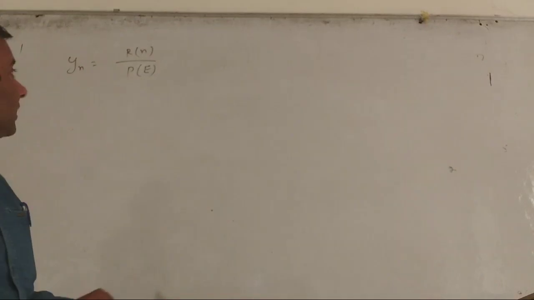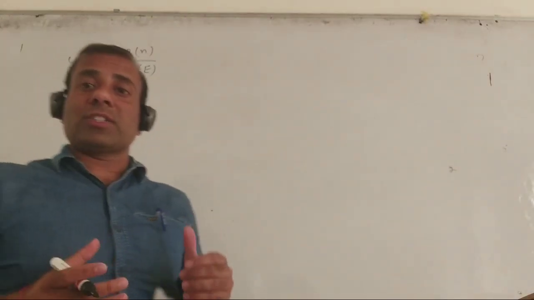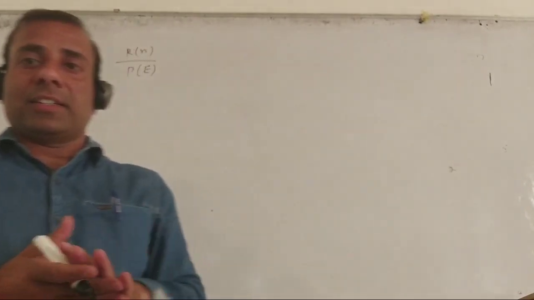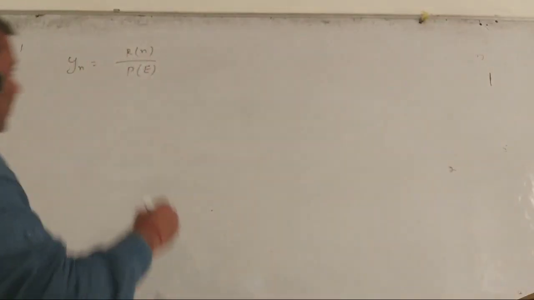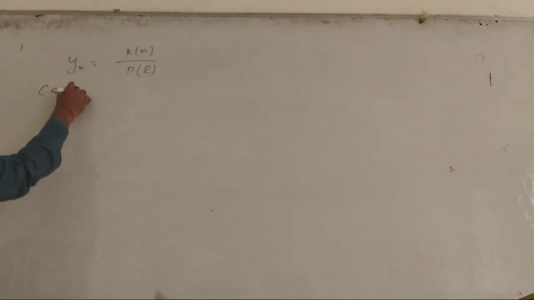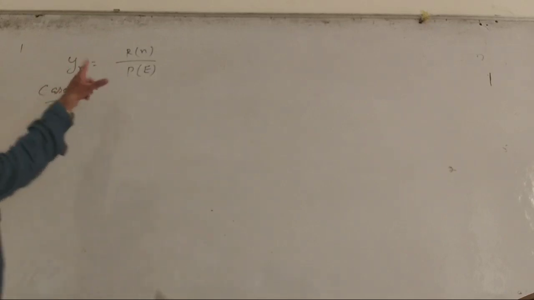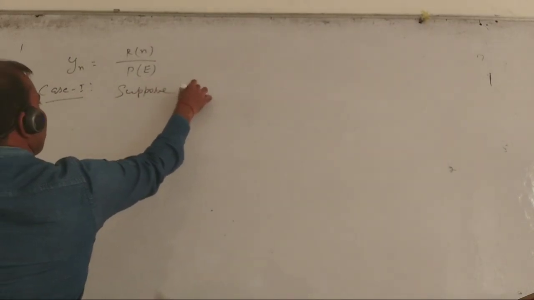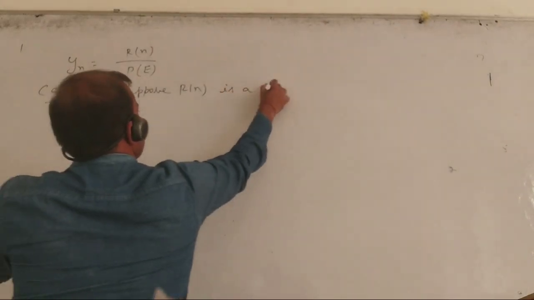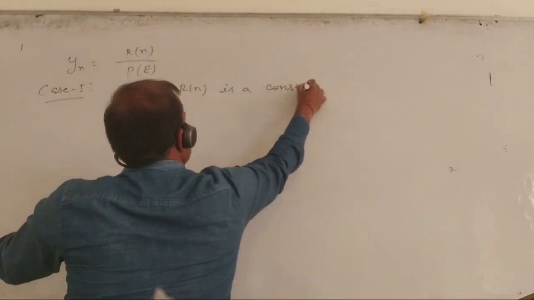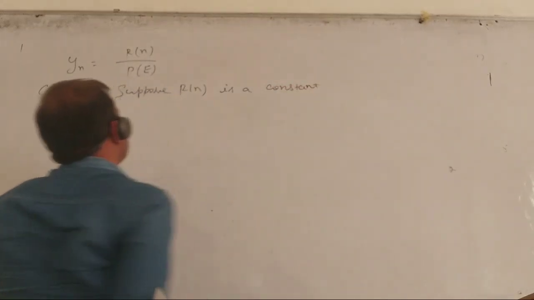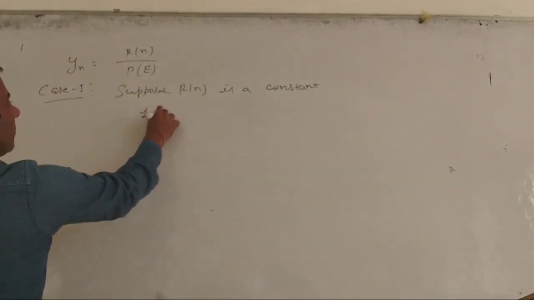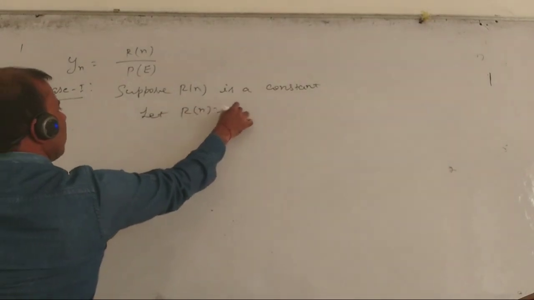Now we will impose different conditions on Rn, that is, what form Rn can take here. So first, case 1: suppose Rn is a constant. Let Rn take any value, like a.